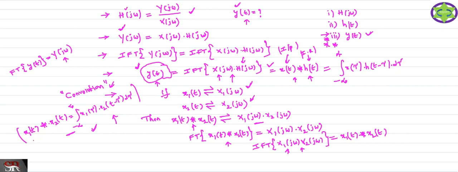So the convolution of two signals x1 of t and x2 of t, this is your convolution operator. Convolution is nothing but the integral operation to produce another signal. So if you convolve two signals, x of t and h of t, it will produce a new signal, y of t. Therefore convolution is an integral operation to find the output of an LTI system for the given input and the impulse response. This is the definition of the convolution.